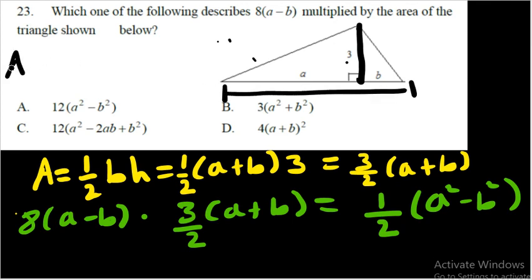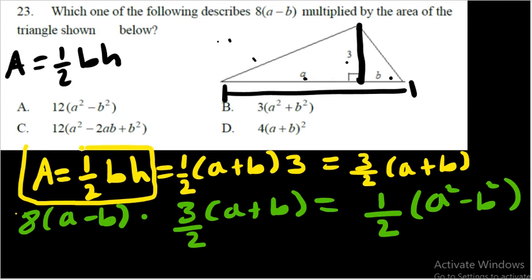So what's the area of the triangle? Area of triangle is half times base times height. The base length means A plus B. I wrote here, area of the triangle is equal to half times base times height, which is half times the base, the sum of A and B, times the height, 3. So when you multiply this, half times 3 will be 3 over 2 in bracket A plus B.